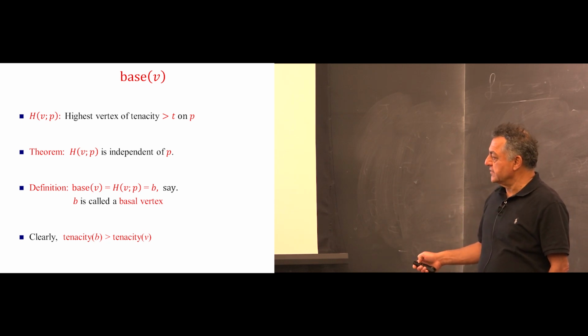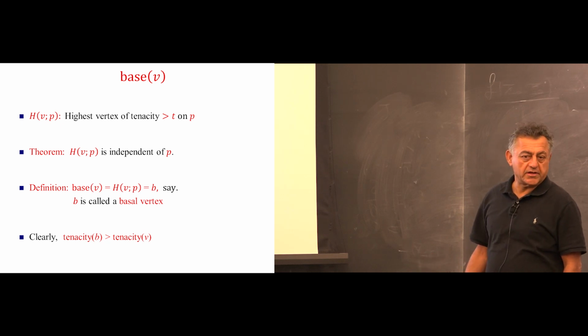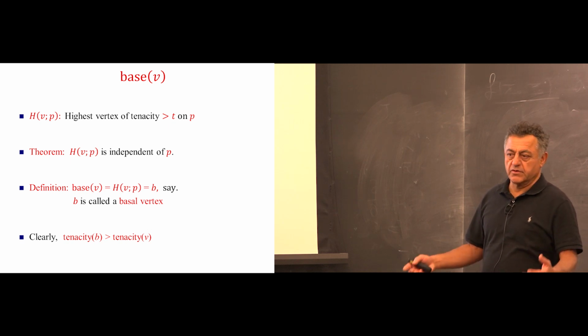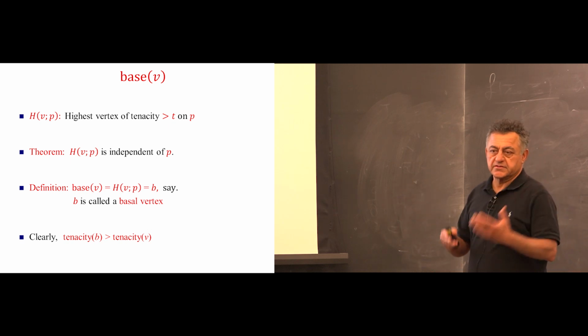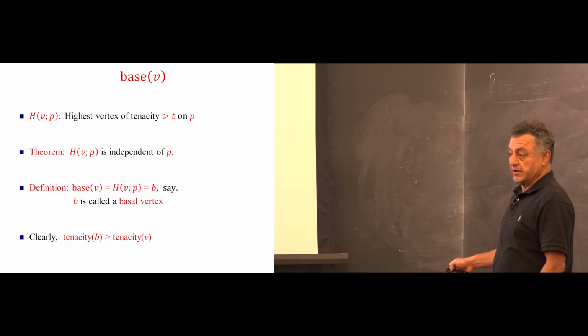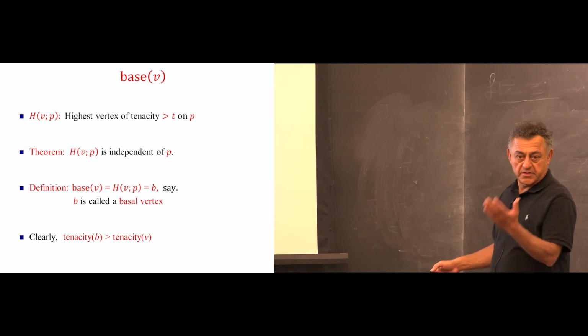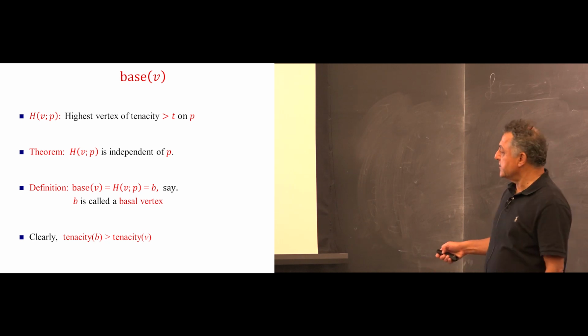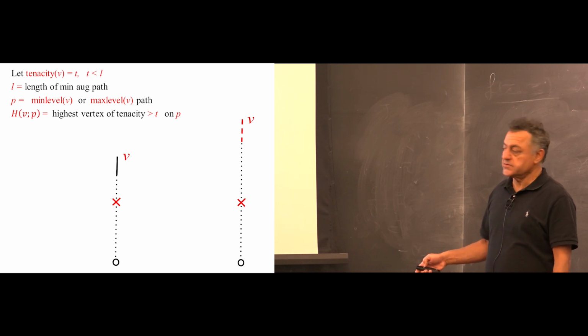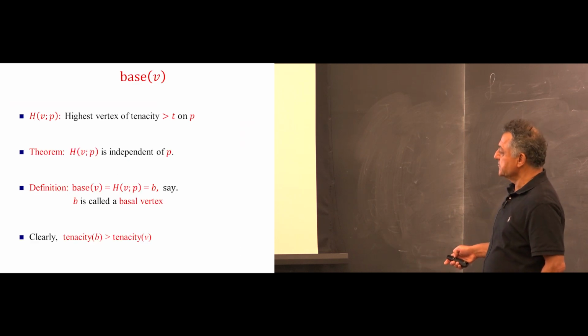And that I'm going to define to be the base of this vertex, that unique vertex. And B is called a basal vertex. Whenever a vertex is a base of some other vertex, it's called a basal vertex. And of course, the tenacity of B is strictly bigger than the tenacity of V by definition, because we looked at the highest vertex of strictly higher tenacity. So it is bigger than this.